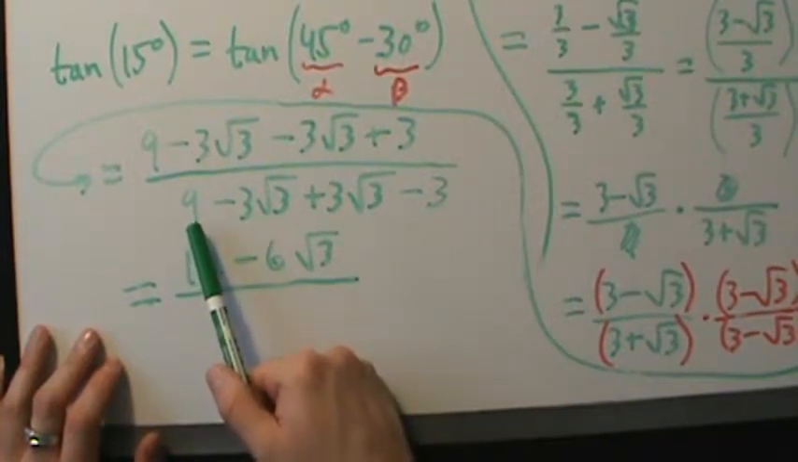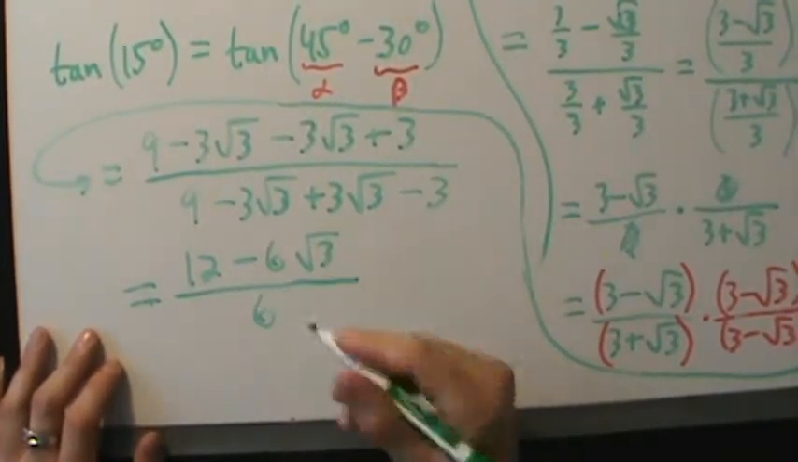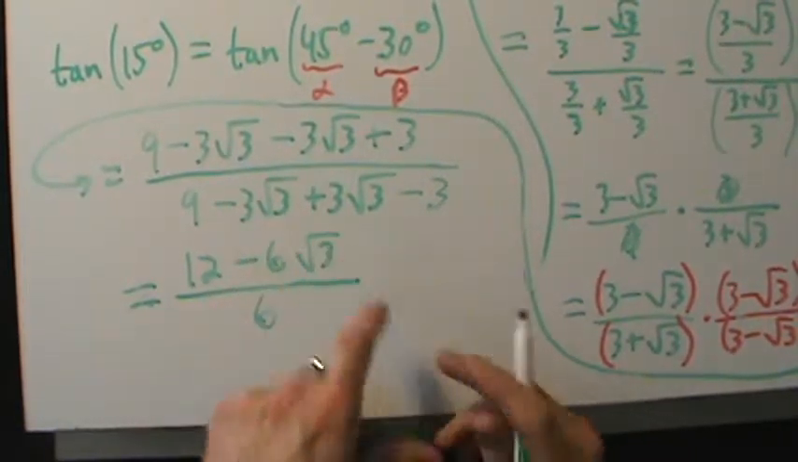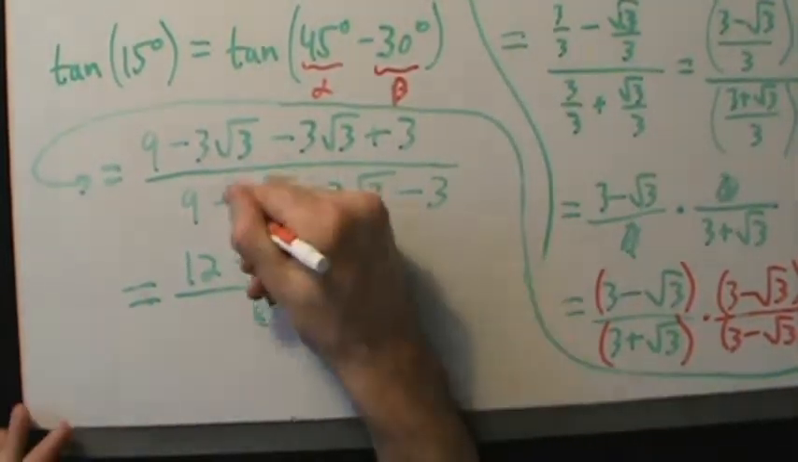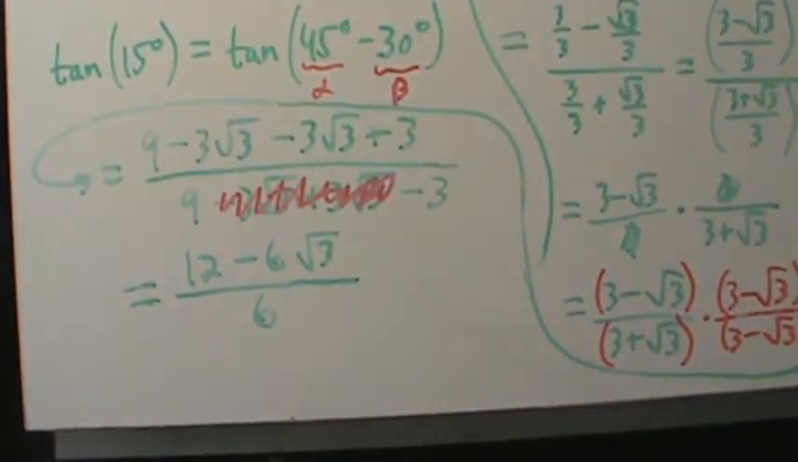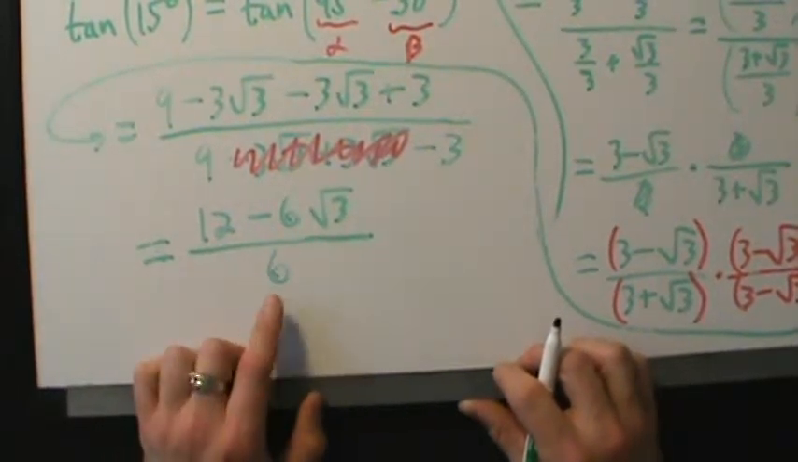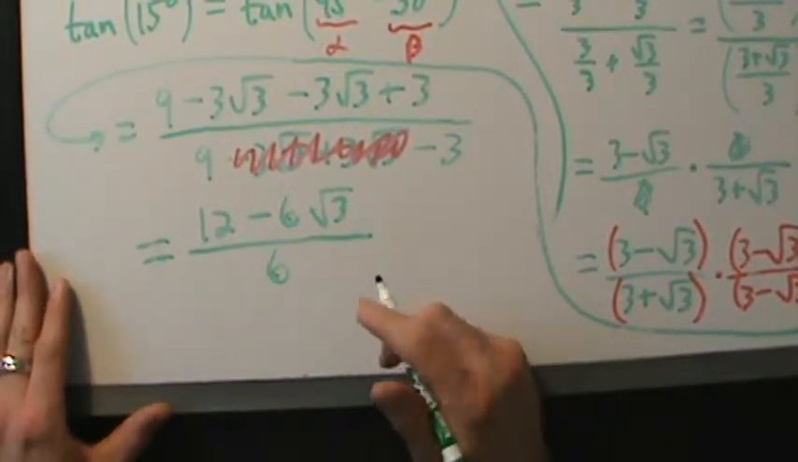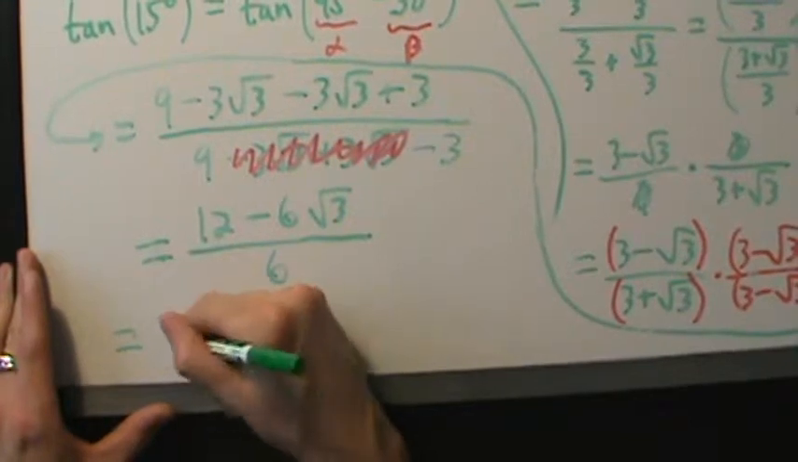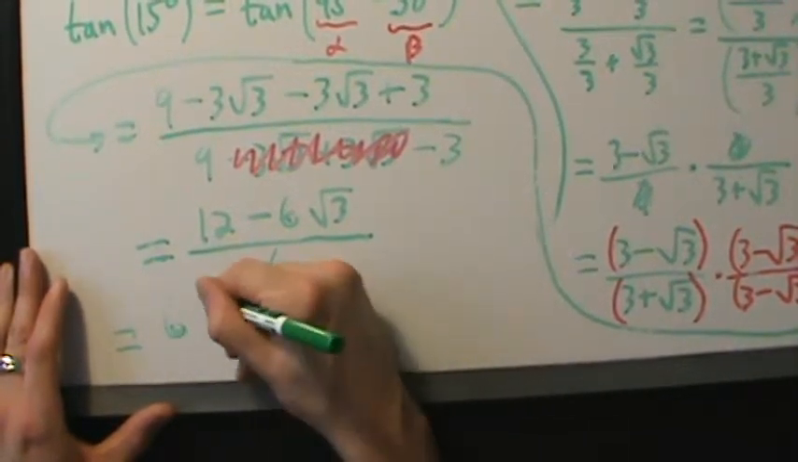9 minus 3 is 6. And notice negative 3 root 3 plus 3 root 3, that's great. These cancel. It's exactly what we're looking for. It's exactly what we wanted. So we're trying to rationalize the denominator. Okay, so now 12 minus 6 root 3 all over 6. So we can simplify. We can pull out the common factor of 6 on the top. So we have 6 times the quantity.